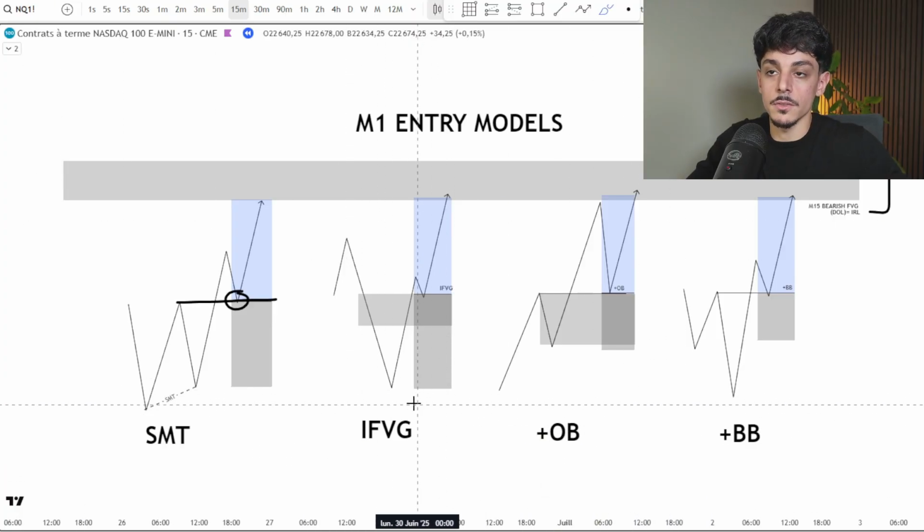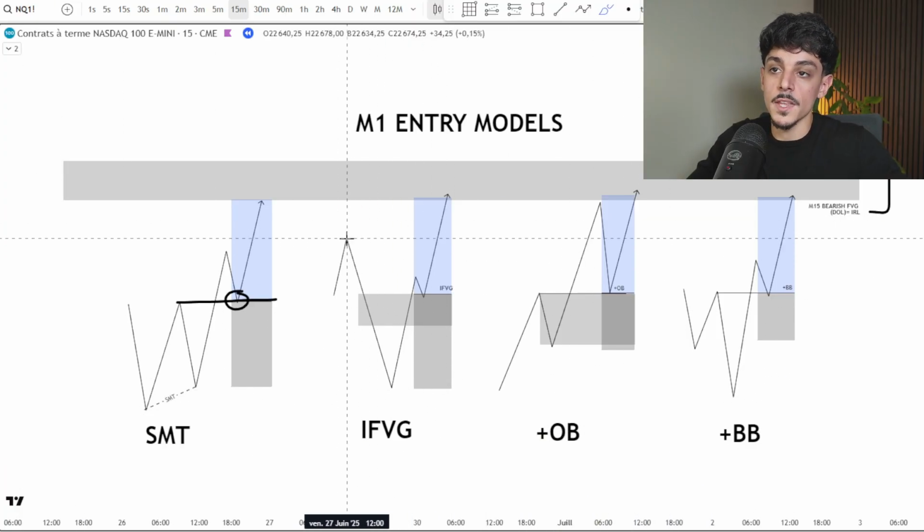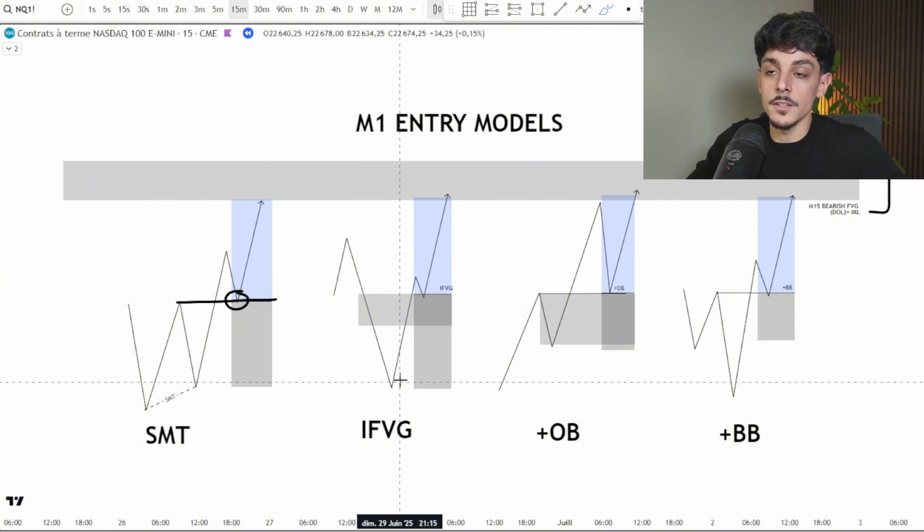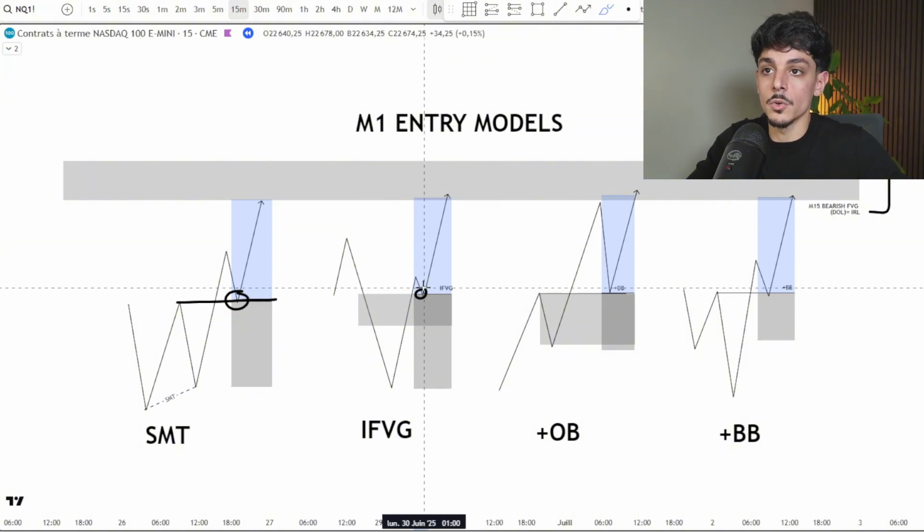Then let's do the inversion fair value gap. The same thing. As soon as you see that bearish fair value gap form and then you inverse it, this is where you would want to go long, targeting your bearish 15-minute fair value gap.